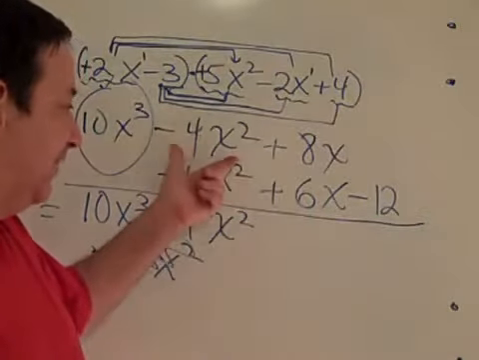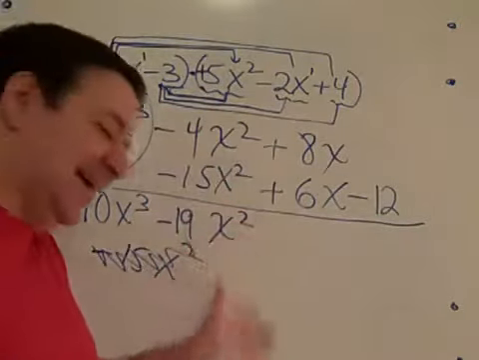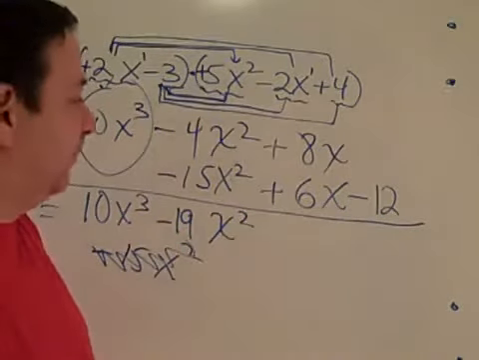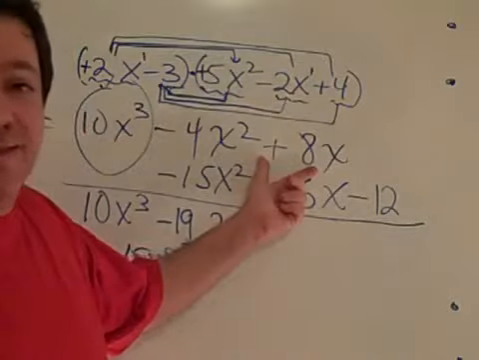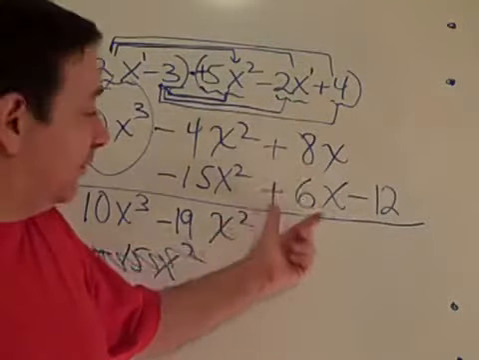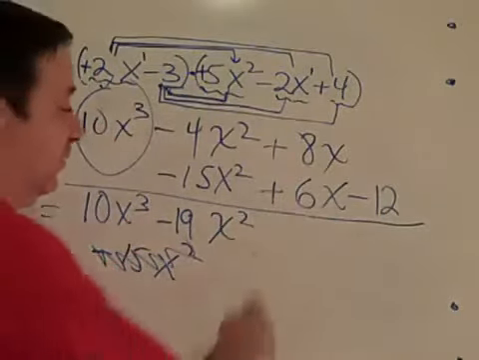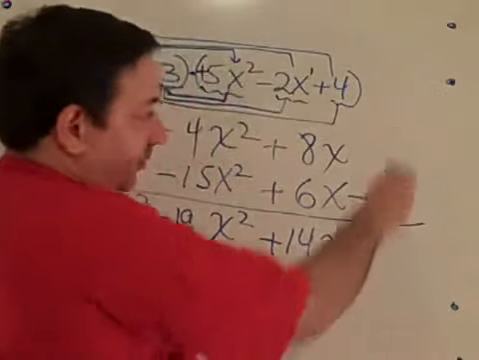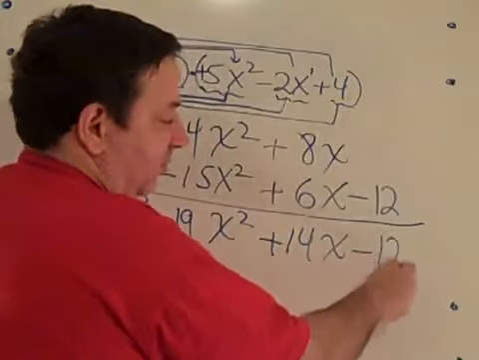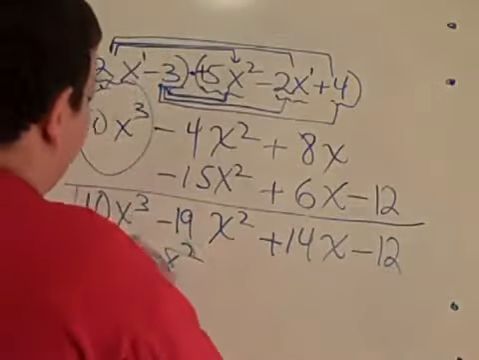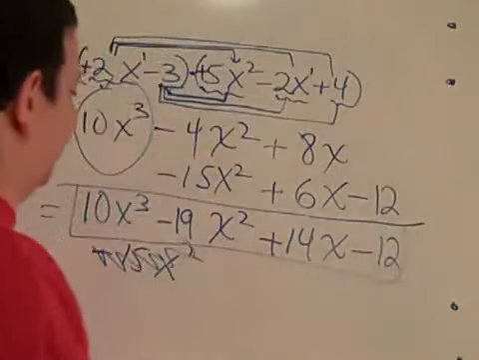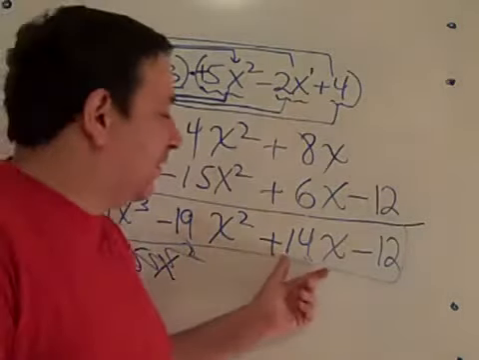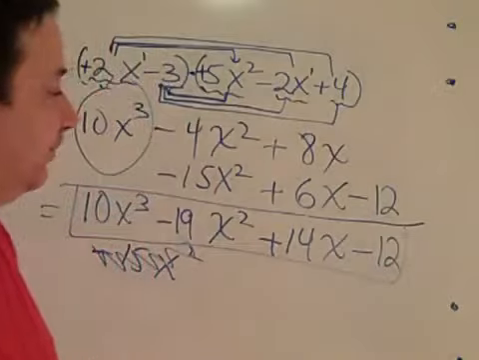Add up these x squares. You have minus 19x squared. You add x squares or subtract x squares, you end up with x squares. Think of positive 8 as 8. 8 plus 6, 14. Positive 14x. Don't forget the minus 12. And there is your answer: 10x cubed minus 19x squared plus 14x minus 12.